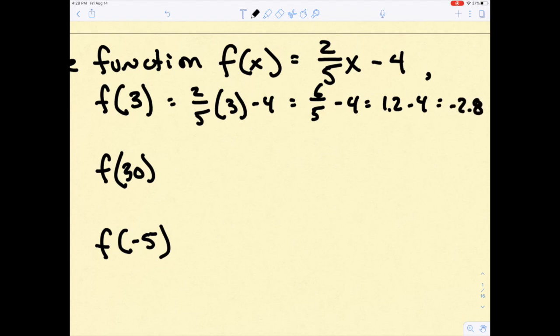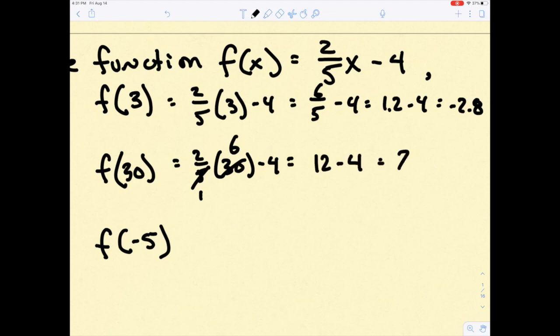So you could leave that as a fraction as well if you prefer. F of 30, so 2/5 of 30 minus 4. So 5 goes into 30 6 times. 6 times 2 is 12. 12 minus 4 is 8.